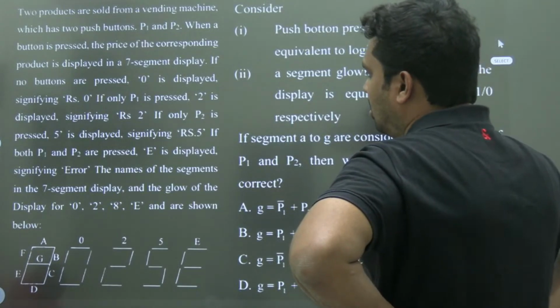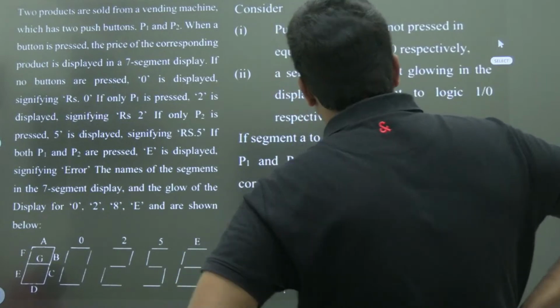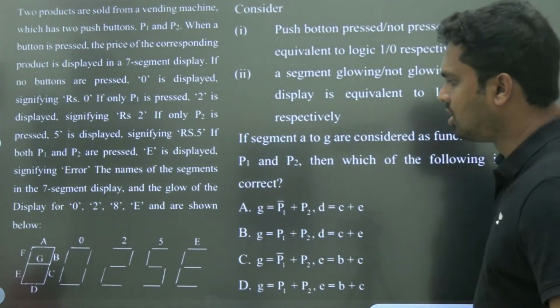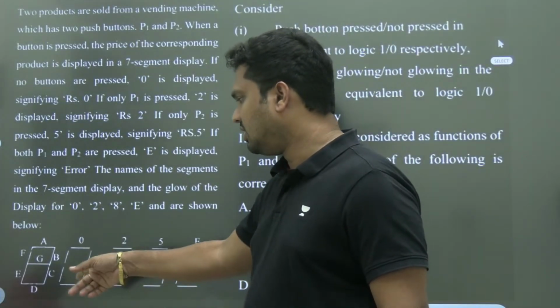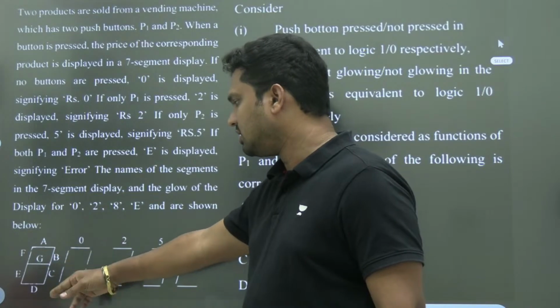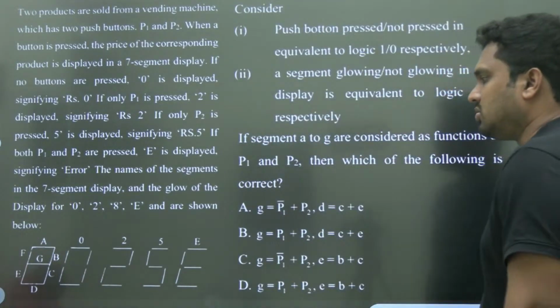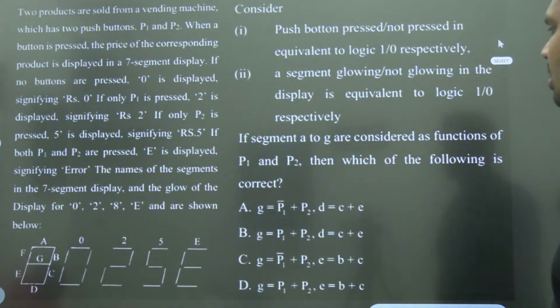Push button pressed or not is equivalent to 1 and 0. The segment glowing or not is equivalent to 1 or 0. So this is the segment display. To display 0 to 5, these are the LEDs to glow: A, B, C, D, E, F, G. You have a total of 7 LEDs, that's why it is called a 7 segment display. Out of them, one or two of them, depending on the input, will glow.